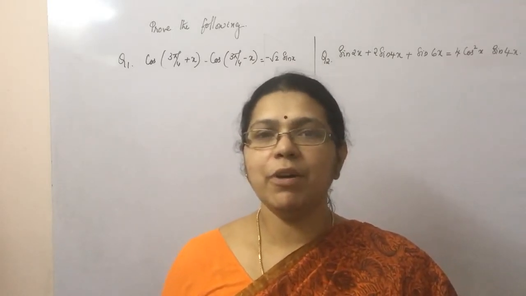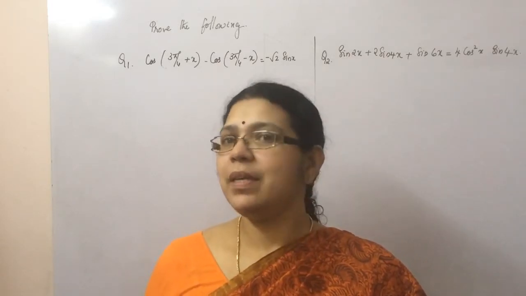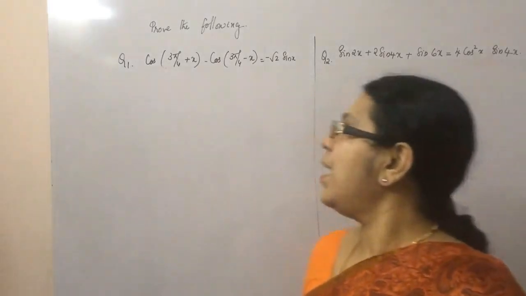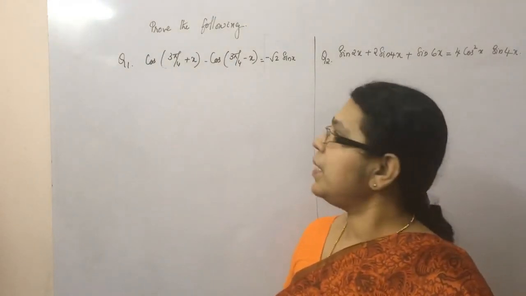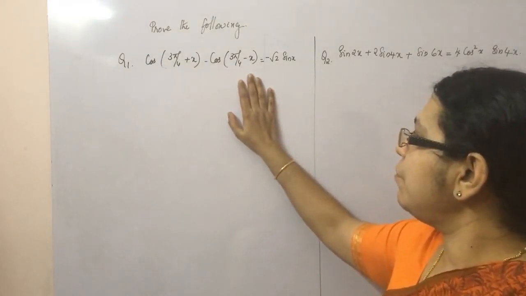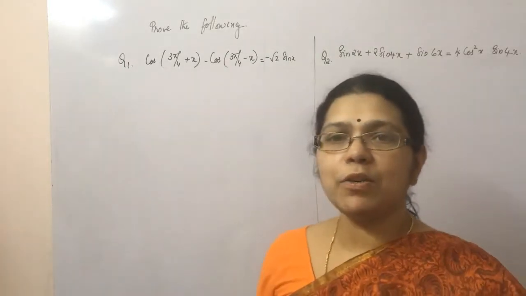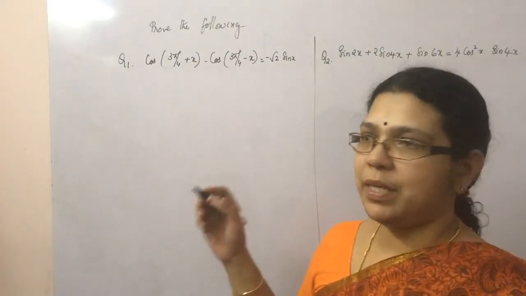Study the formulas before you do the problems. Moving on to the first question. I have cos(3π/4 + x) − cos(3π/4 − x) is equal to −√2 sin x. This is what I need to prove.